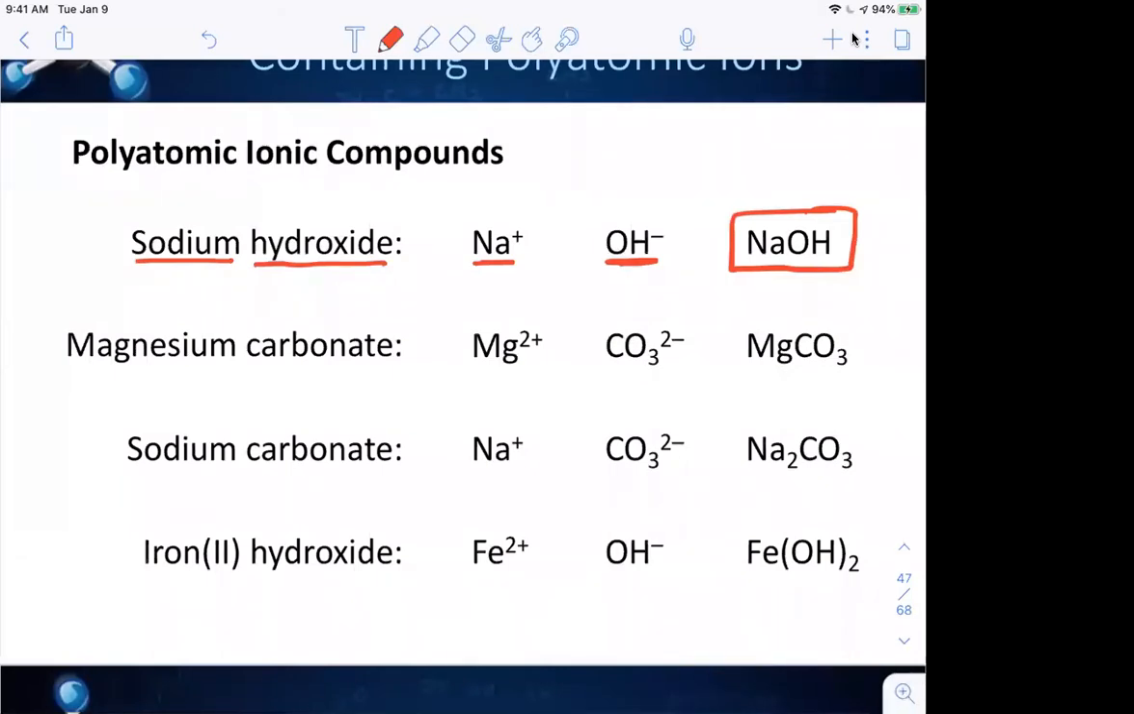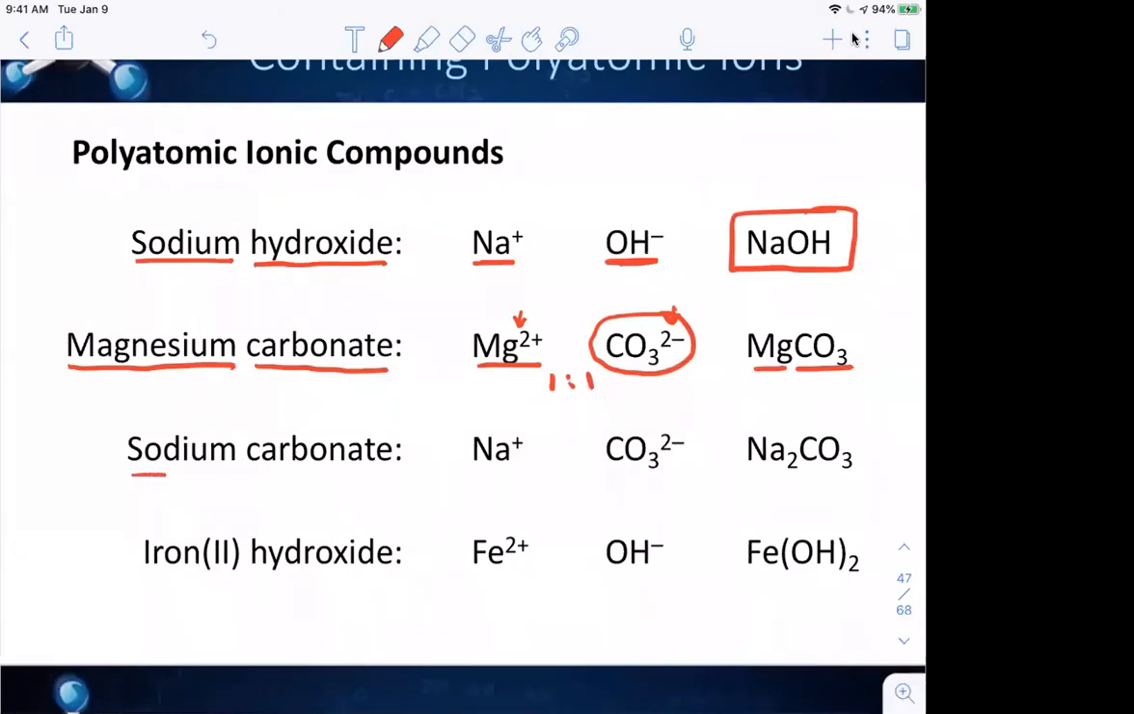If I look at this next example, right, magnesium carbonate. Magnesium forms a 2+ because it's in group 2A. Carbonate is my CO3 2-. +2, -2, it's a 1-to-1 ratio. Notice I write just MgCO3. To name it, I'm using magnesium carbonate.